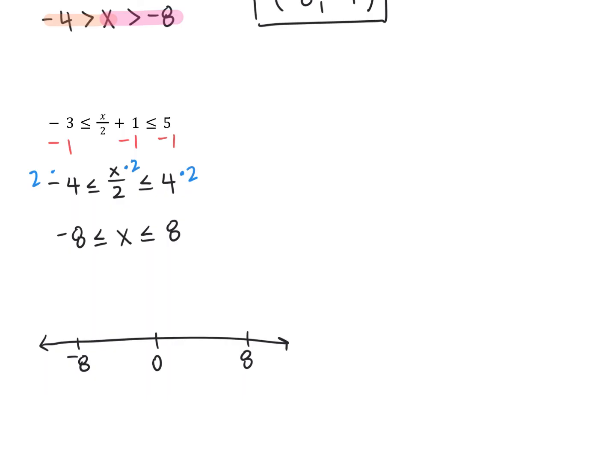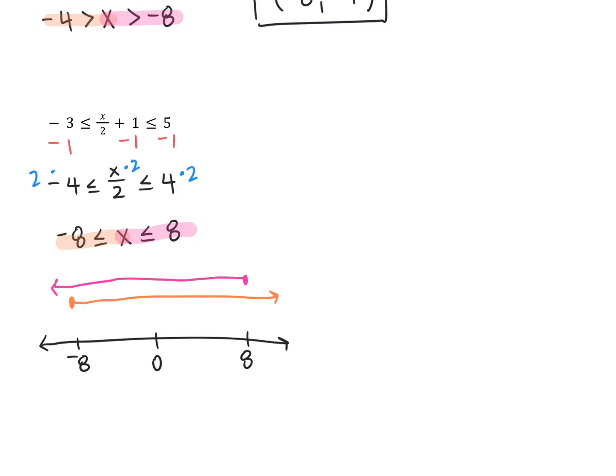So the first one, I read it as x greater than or equal to negative 8, sorry. So closed circle at negative 8. Everything greater than that is to the right. My second inequality is read as x less than or equal to 8. So closed circle at 8. Everything to the left of that.